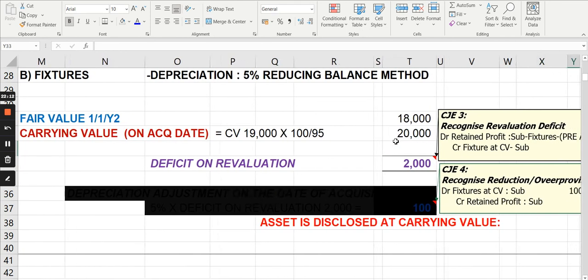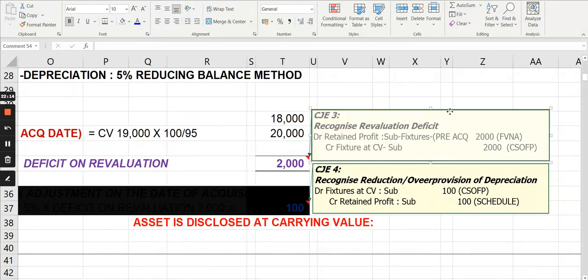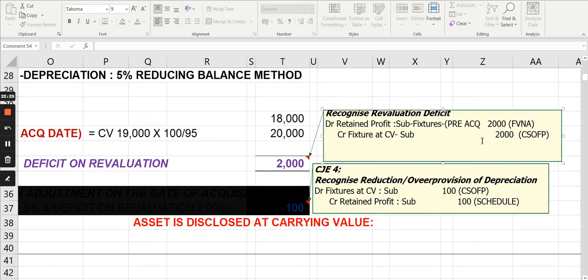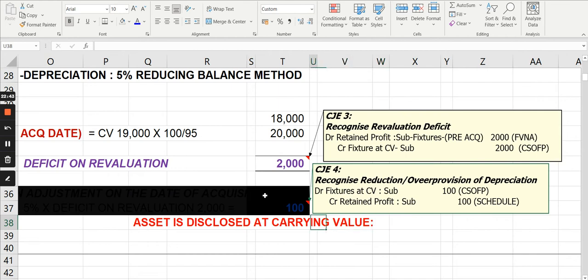For the deficit in line with MFRS 116, we are doing the accounting treatment here. We debit to the retained profit of the subsidiary, the fixtures, right? And this will be adjusted because this arises on the date of acquisition. That will be included in the calculation of goodwill, and credit fixture at the carrying value 2,000 for the deficit. Next is to adjust for the depreciation.